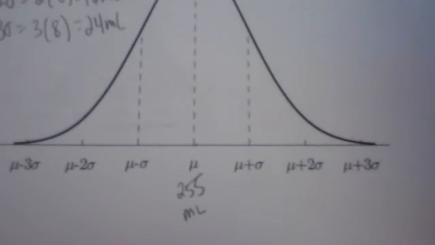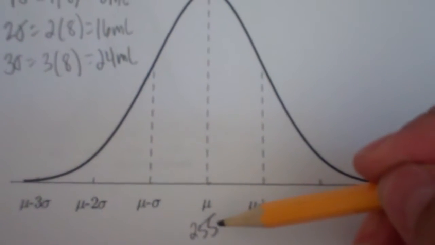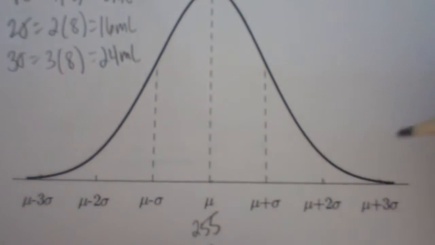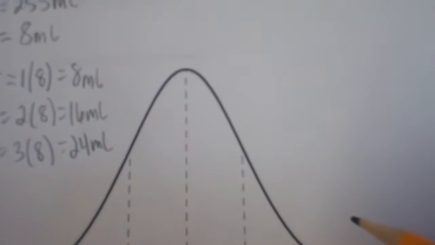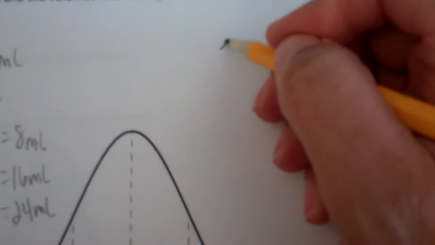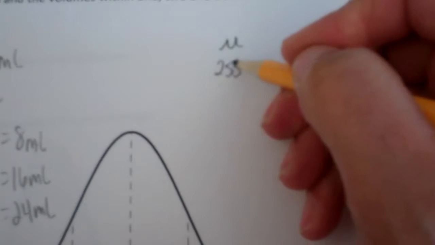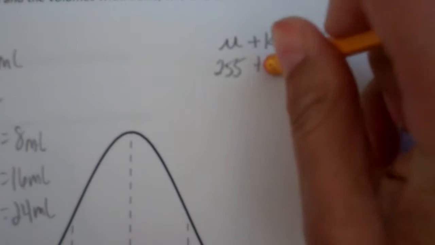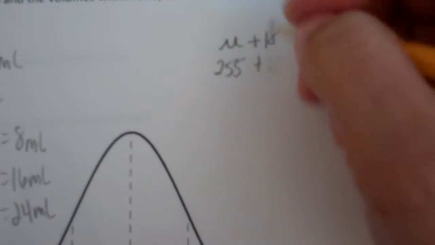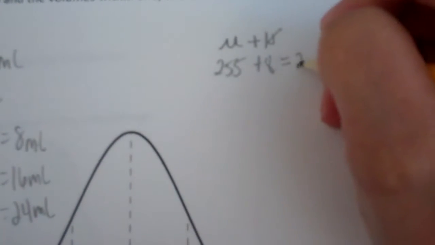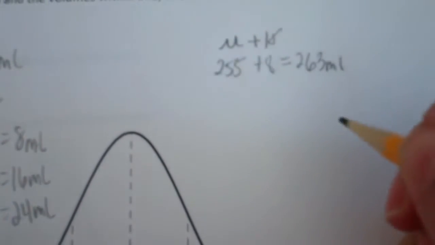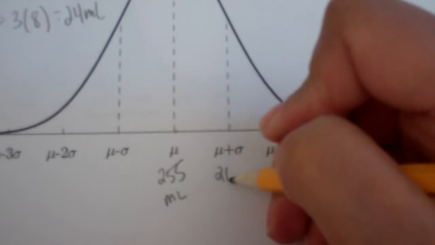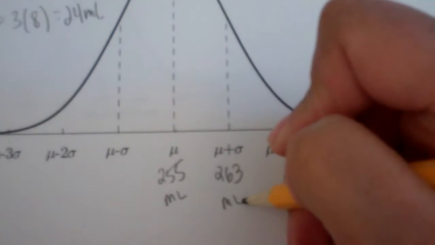We now need to find from our center, if we add one of those 8s, or one of those standard deviations, what we're going to get to. So let's do some work up here. We have our mean, which is 255. If we add 1 standard deviation, or one of those 8 milliliters, we come out with 263 milliliters. And that's the number you would write underneath your mu plus 1 standard deviation, 263 milliliters.